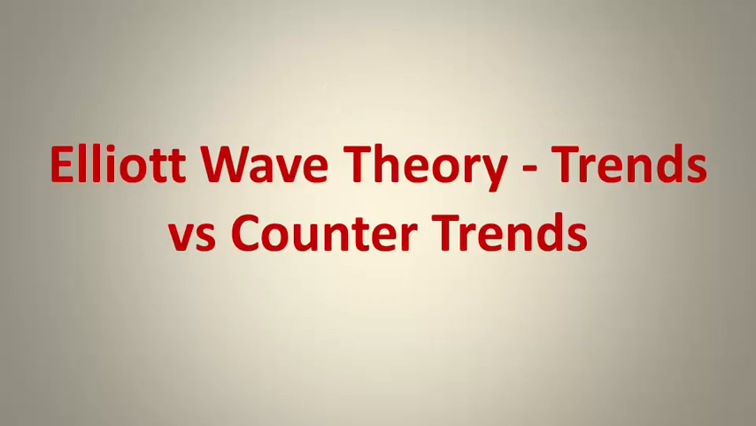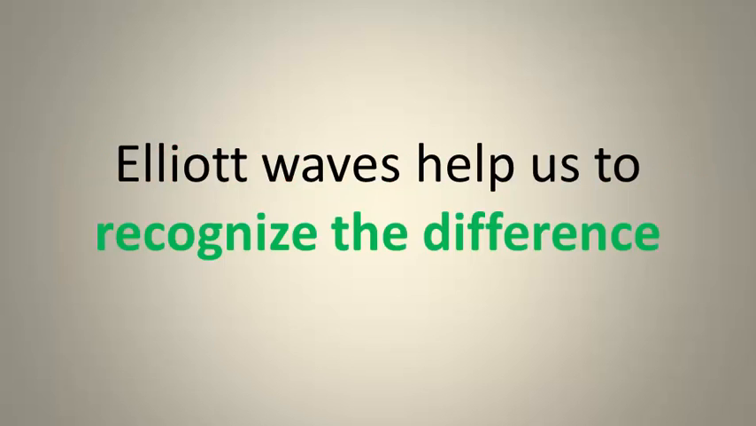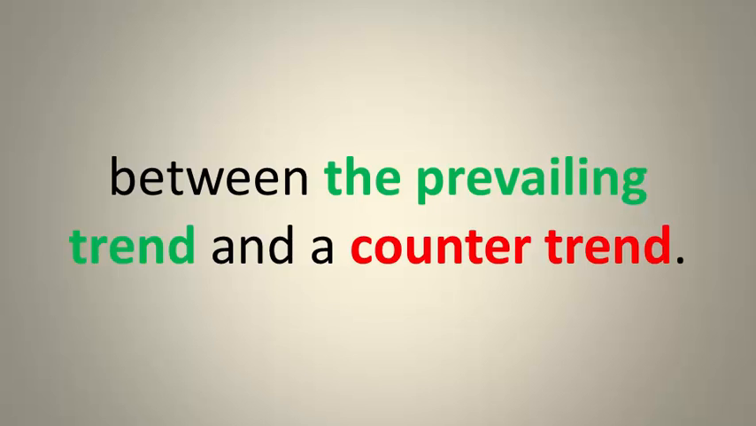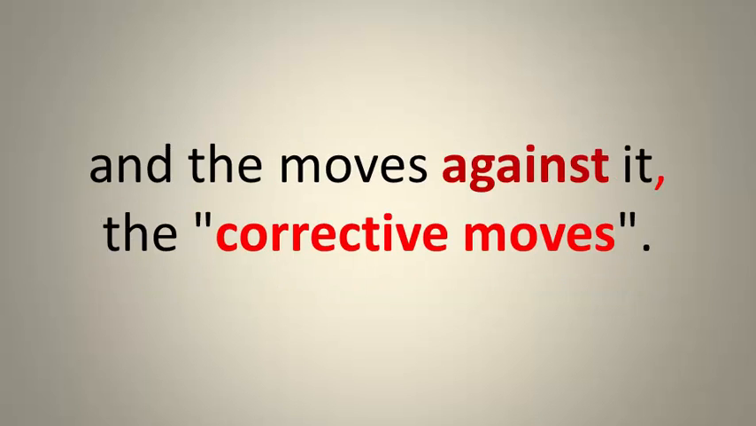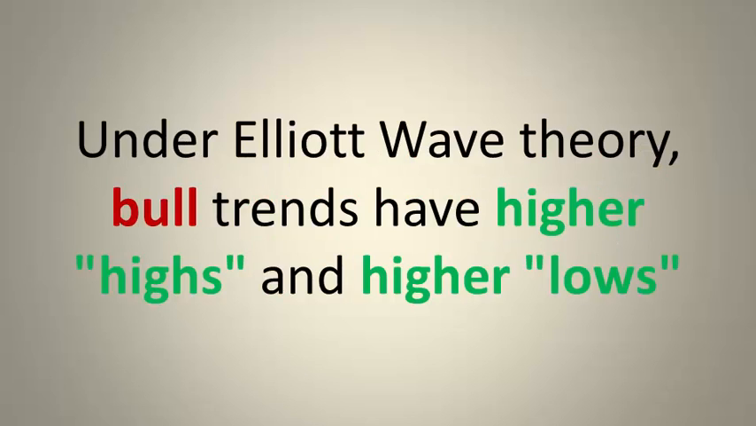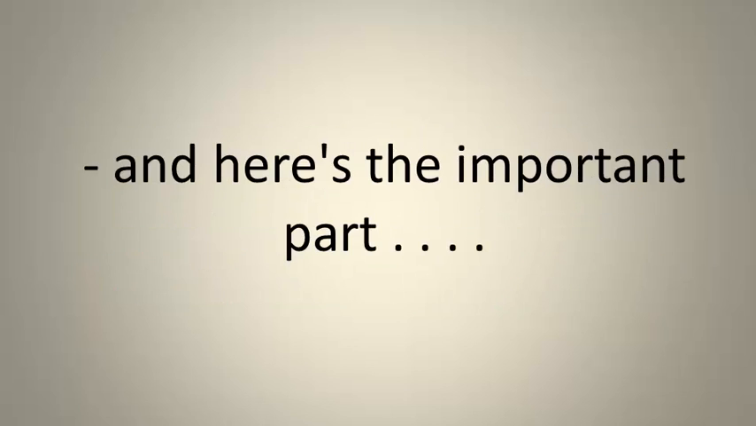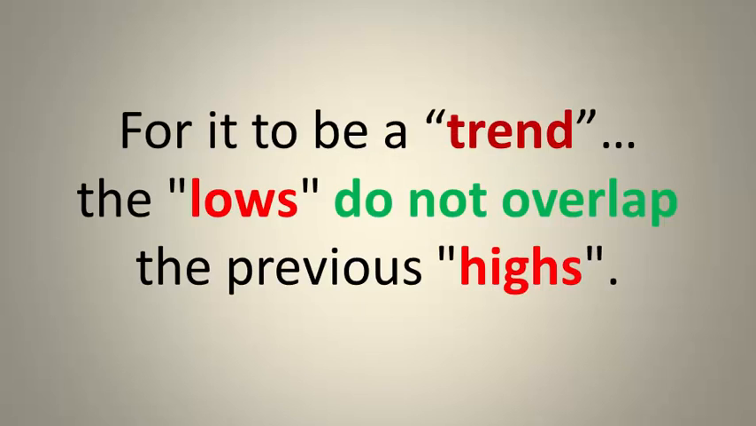So let's look at Elliott Wave Theory, trends versus counter trends. Elliott Waves help us to recognize the difference between the prevailing trend and a counter trend. We call moves in the direction of the prevailing trend impulsive moves, and the moves against it the corrective moves. Under Elliott Wave Theory, bull trends have higher highs and higher lows. And here's the important part. For it to be a trend, the lows do not overlap the previous highs.